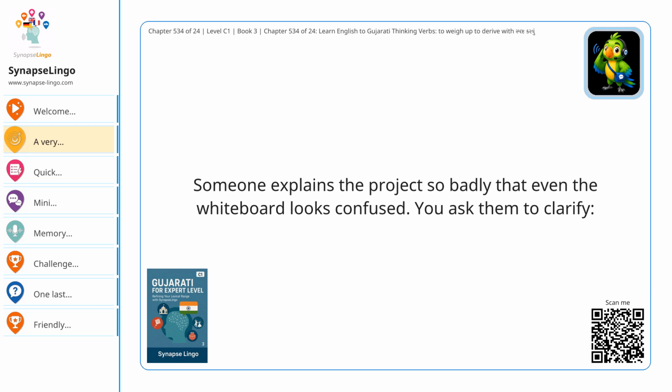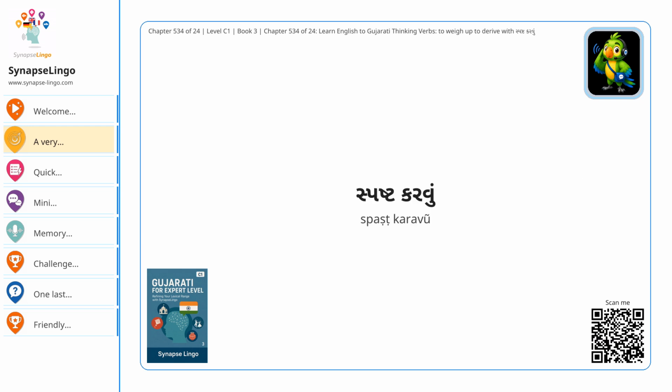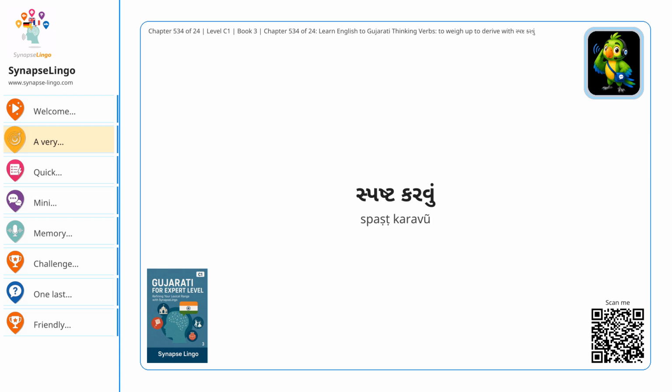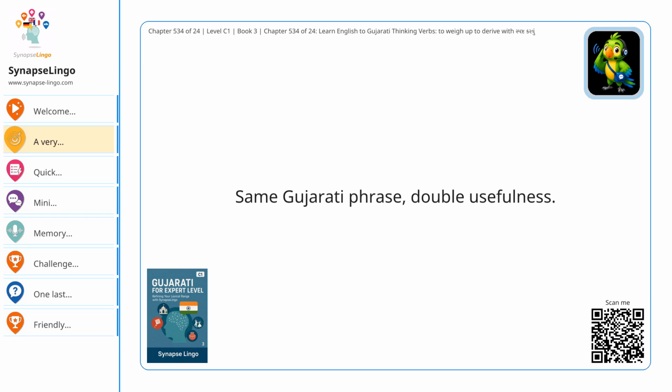Someone explains the project so badly that even the whiteboard looks confused. You ask them to clarify. સ્પષ્ટ કરવું. But wait, it is still vague. So you ask them to make it more specific, which here is also સ્પષ્ટ કરવું. Same Gujarati phrase, double usefulness.